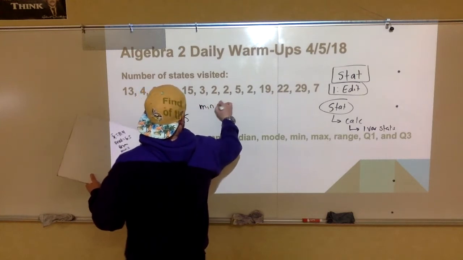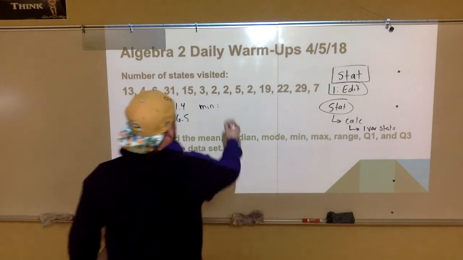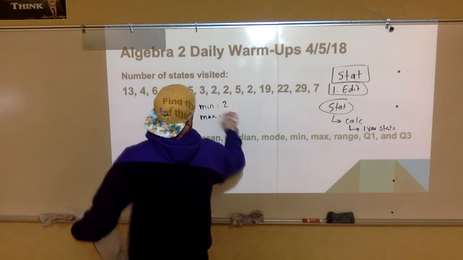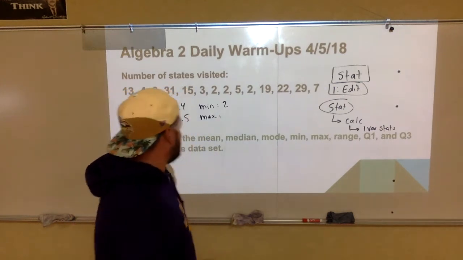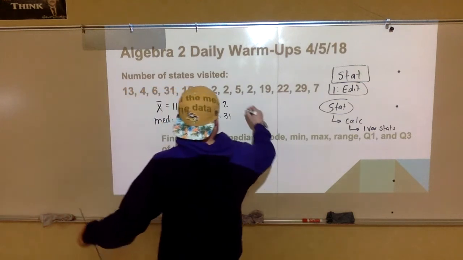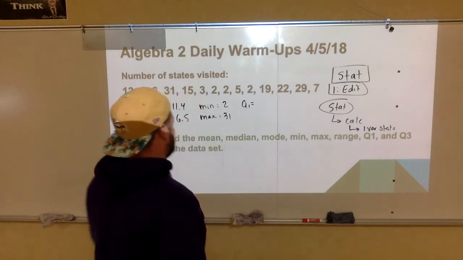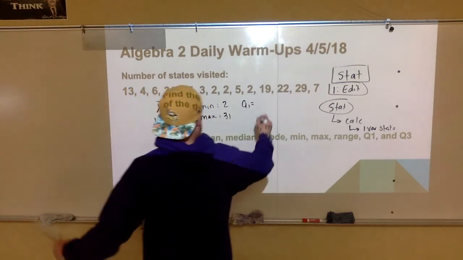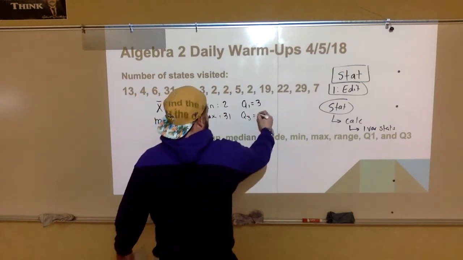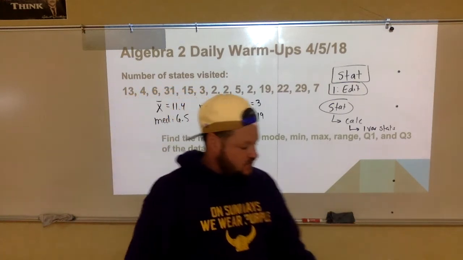My min is basically my smallest number. My min is just 2. My max is the largest number. It looks like the largest number here is 31. My Q1, which is my quartile 1, we'll get into what that means in a little bit, but my quartile 1 should be at 3. My quartile 3 is at 19. I think that's it for your calculator.